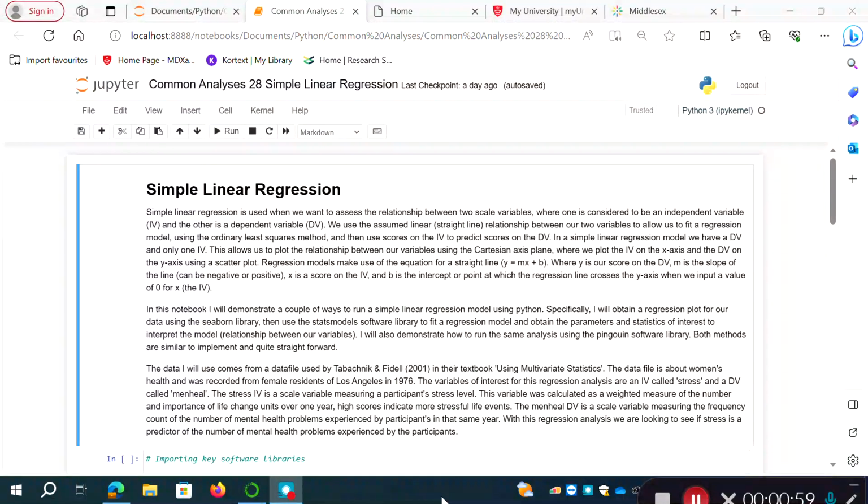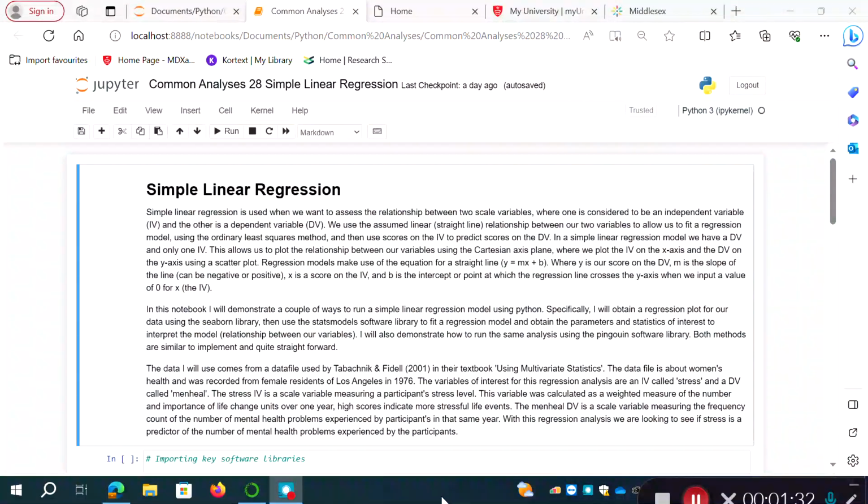Okay, so we use the assumed linear or straight line relationship between our two variables to allow us to fit a regression model using what's known as the ordinary least squares method. And then we use scores on the independent variable, the IV, to predict scores on the dependent variable, the DV. In a simple linear regression model, we have a DV and only one IV.